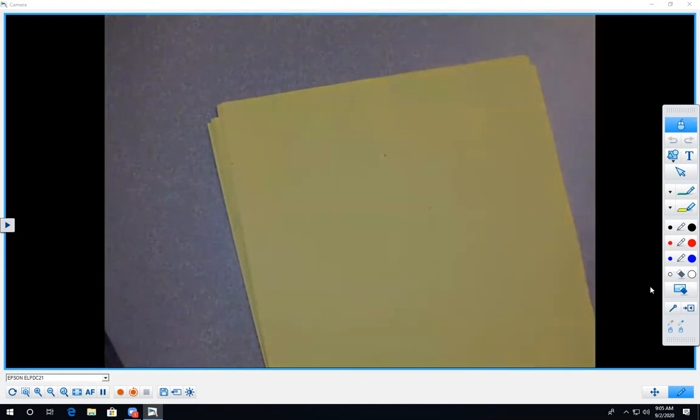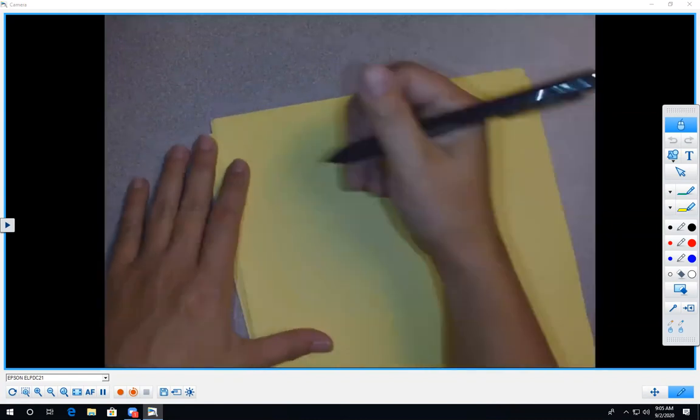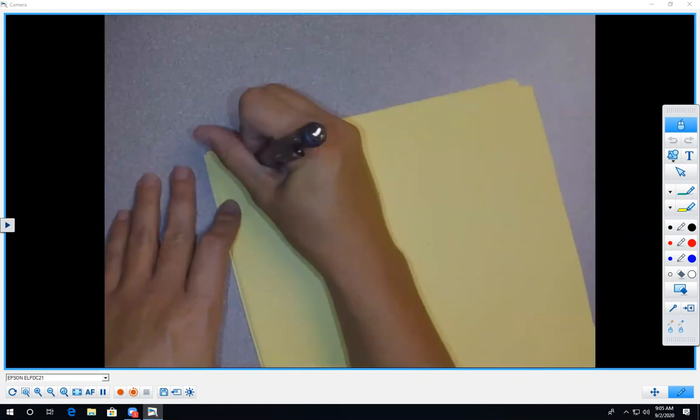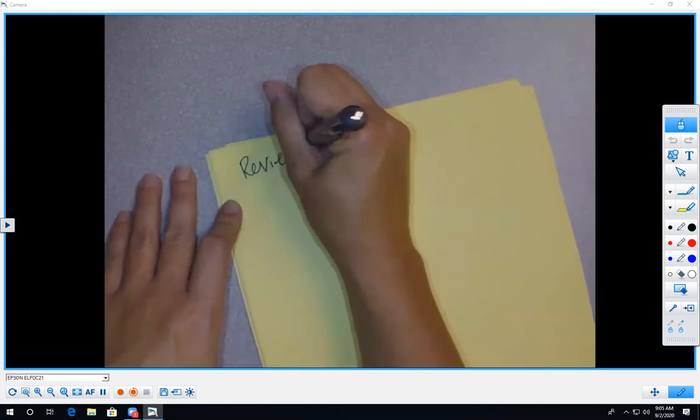Let me get some paper out. Okay, so let's do a GCF problem and a grouping problem just for review, and then we will move on to our new material for today, which is factoring trinomials. Okay, so this is review. So do these two problems.